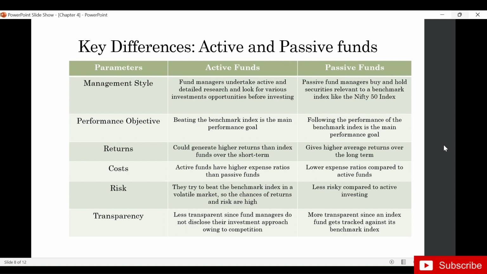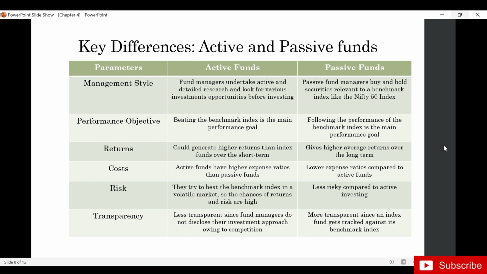The second parameter is the performance objective. In active funds, the performance objective is to beat the benchmark index. In passive funds, just following or tracking the performance of the benchmark index is the main performance objective. Now we talk about the next parameter, which is returns. Active funds can provide investors with higher returns over the short term, but passive funds historically have provided higher average returns over the long term.